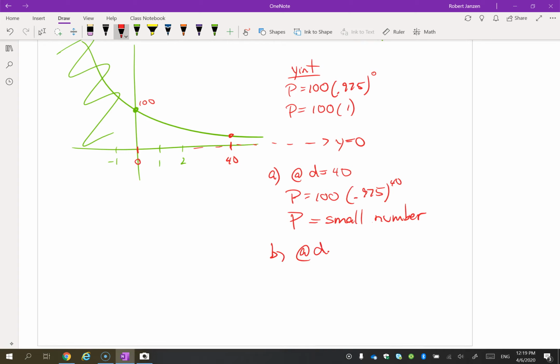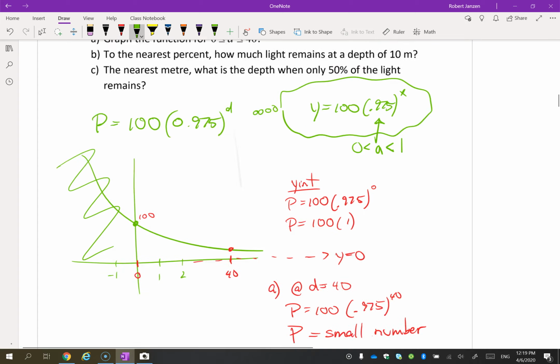Part B, to the nearest percent, how much light remains at a depth of 10? Okay, at a depth of 10. Well, again, you're going to go 100 times 0.975 to the power of 10. Could figure that out. Okay? But here's one I want you to notice.